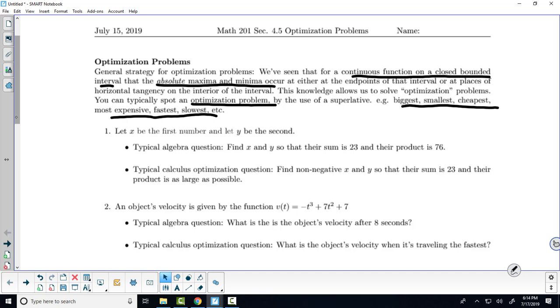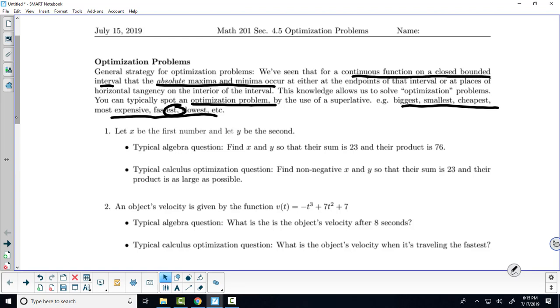I might not say find the absolute maximum of this story problem's function. You'll have to infer that from the questioning. So spend a little bit of time looking for those est words. That's sort of how you know that you're dealing with an optimization problem.